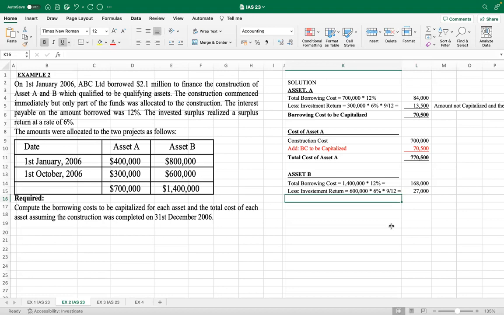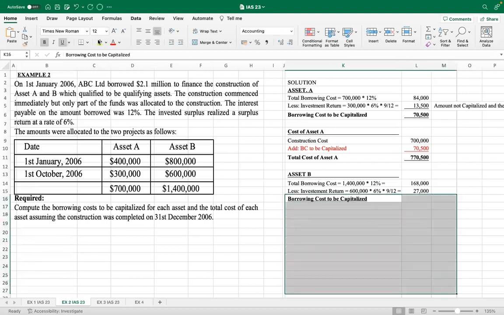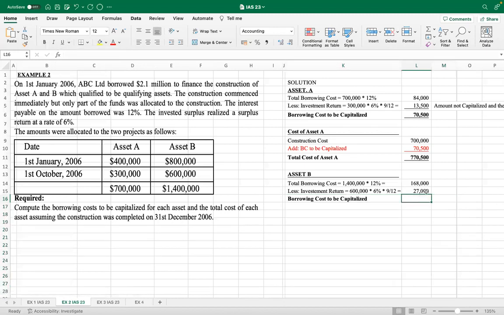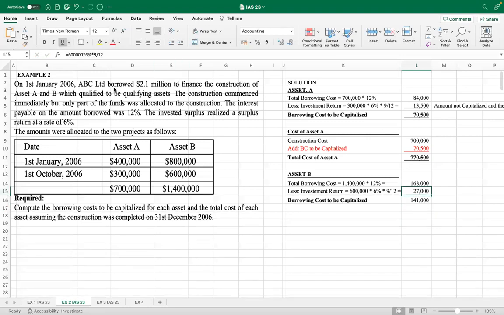So borrowing costs to be capitalized. The amount of borrowing costs to be capitalized will be equal to 168,000 minus 27,000. So it will give you 141,000.